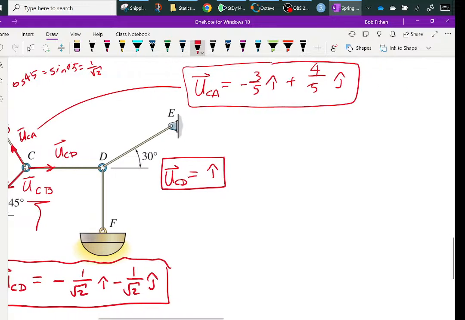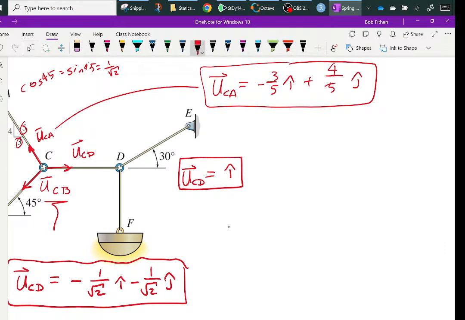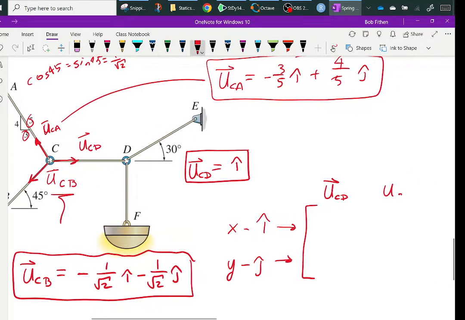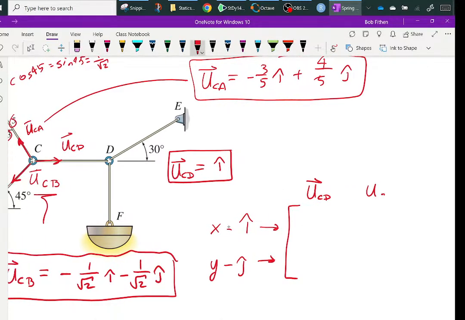And I'm going to immediately take these and write the equation. The way I'm going to do it is I only have an I or an X, and I only have a J or a Y, and I'm going to write these as, I don't know which one to write first. How about UCD? And then I'll write the vector U. I made a mistake here. That should have been UDCB. That's the vector going back. Sorry about that. UCD, UCB, and UCA. So I'm going to write these vectors.